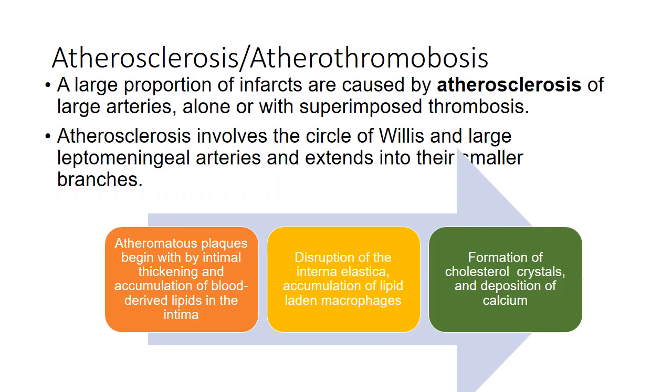So let's discuss, now, what is atherosclerosis or atherothrombosis? Briefly, atheromatous plaques begin as an intimal thickening with the accumulation of blood-derived lipids in the intima. There is subsequent disruption of the internal elastic lamina and accumulation of lipid-laden macrophages. Subsequently, there is formation of cholesterol crystals and deposition of calcium. Atherosclerosis typically involves the circle of Willis and the large leptomeningeal arteries and extends into the smaller branches as well.